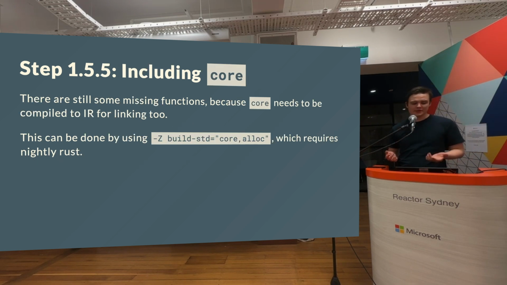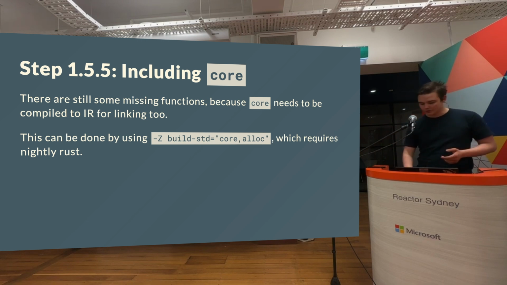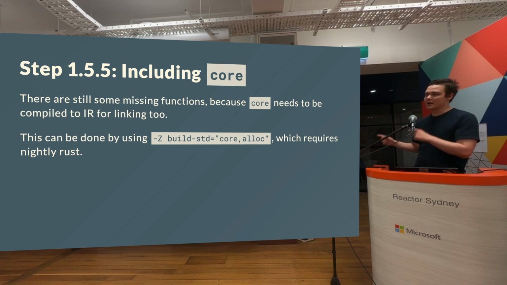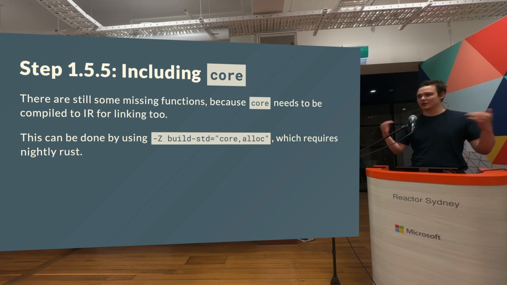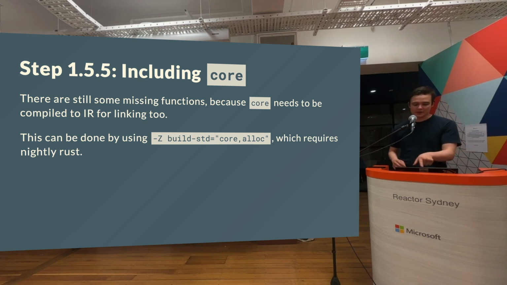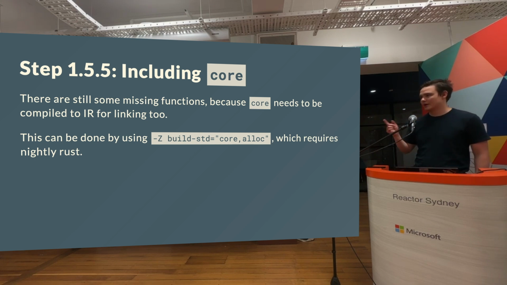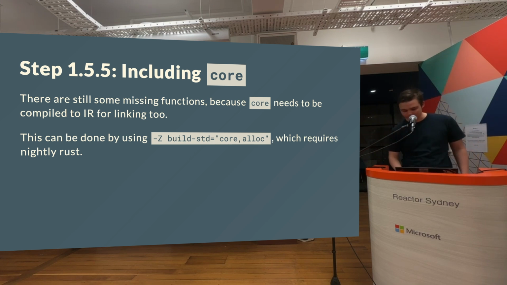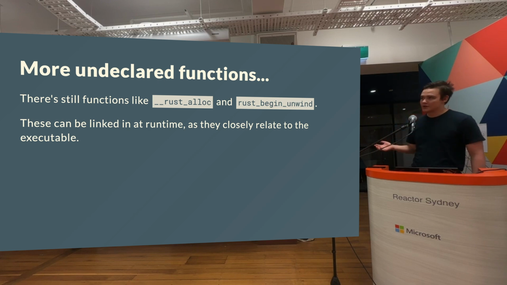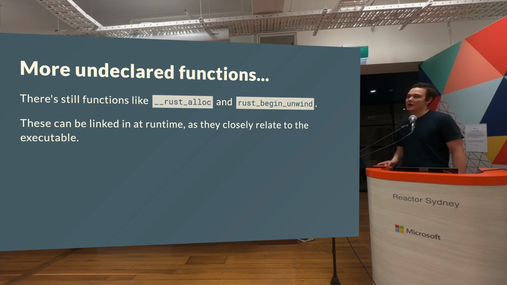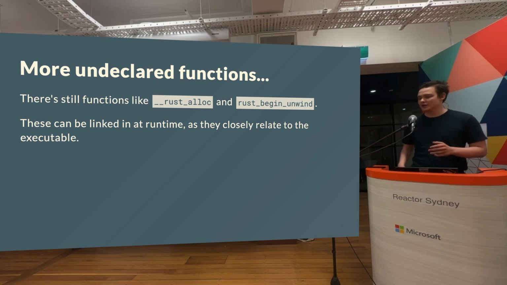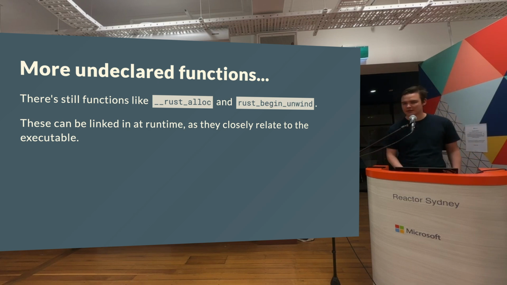But then another issue you see is that there's still functions missing. These functions would still be missing in this case because core and alloc are not precompiled for you. You need to separately compile core and alloc into LLVM bytecode as well. So that's where this nightly option comes in. You do build std core and alloc as well. Still more undeclared functions, but these we can ignore for now because they are only really needed at runtime. So basically just the allocator functions and panicking. There's only about 7 of them, and they're very simple.